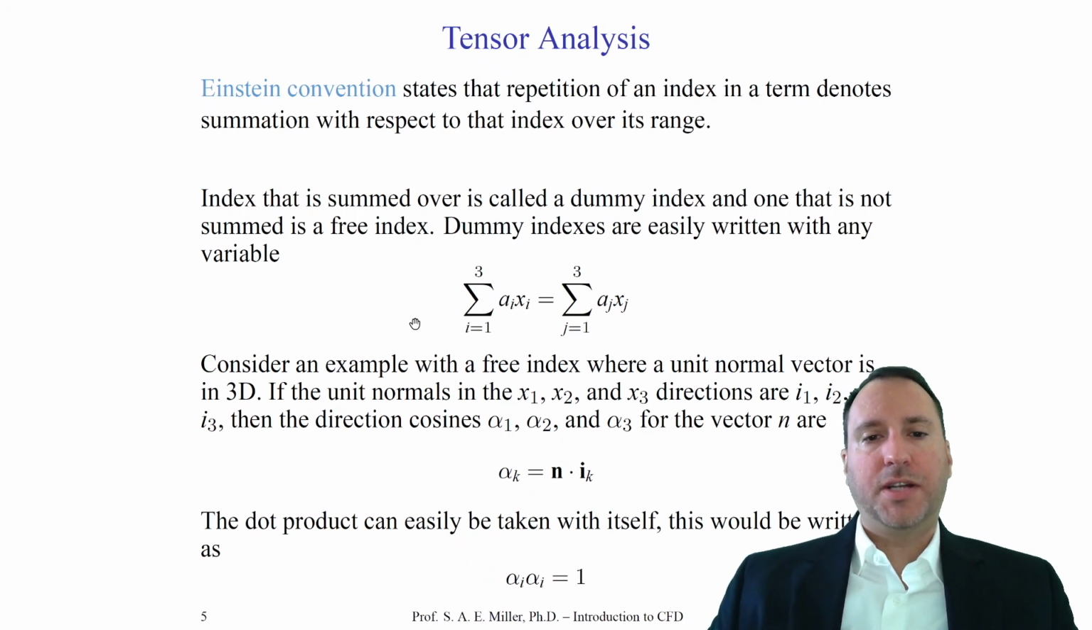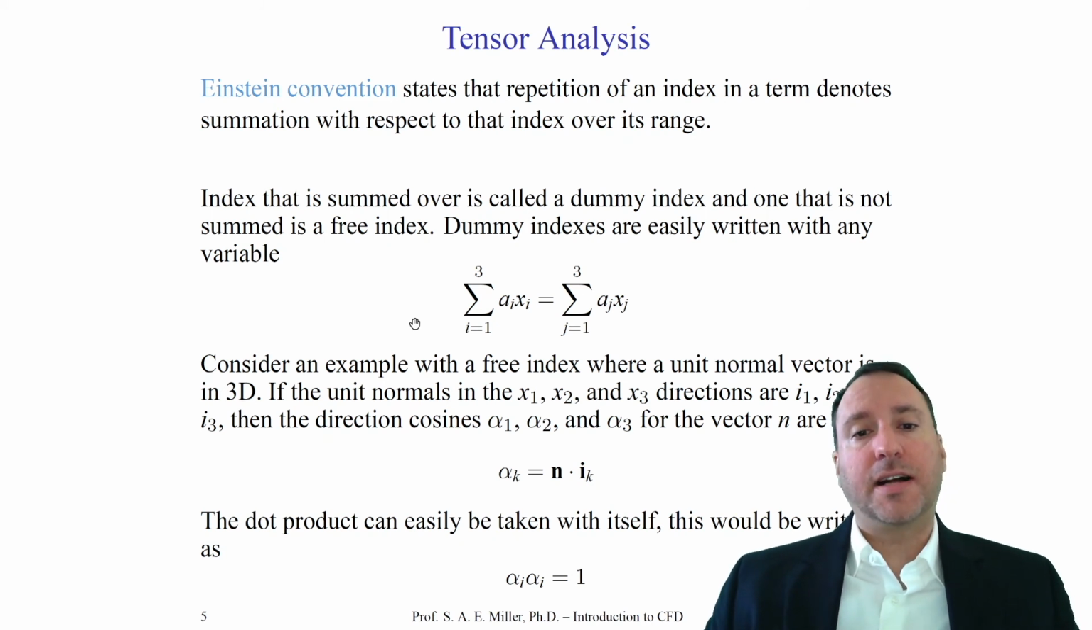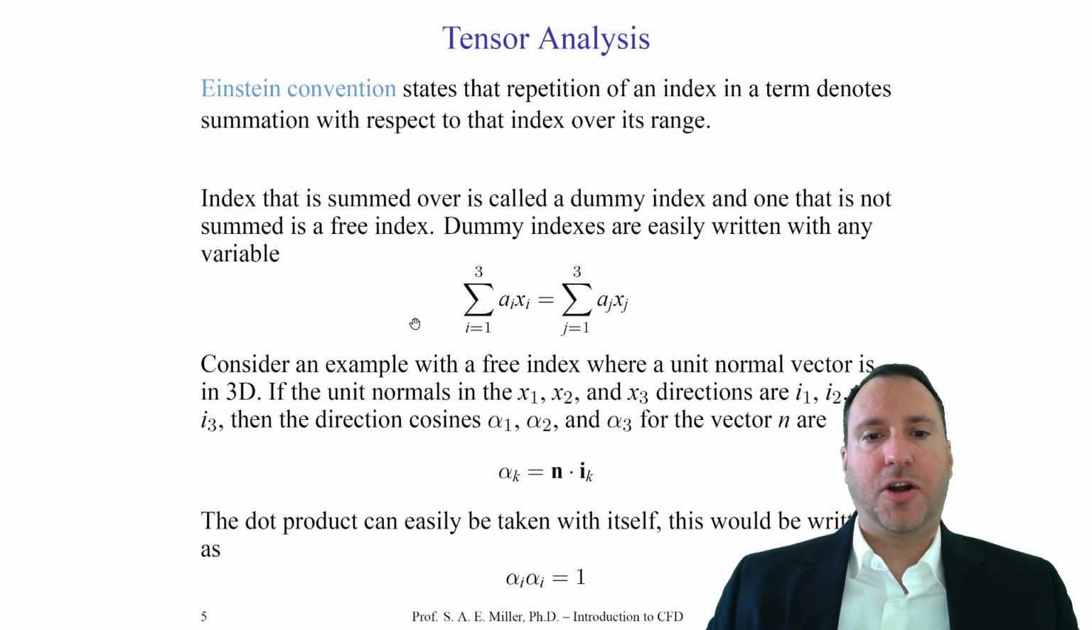Let's look at one particular example of a free index, where a unit normal vector is in 3D. If the unit normals in the x1, x2, and x3 directions are I1, I2, and I3, then the direction cosines alpha 1, alpha 2, and alpha 3 for the vector n are alpha sub k equals the normal vector with the inner product, or dot product in this case, of the unit vector I sub k. So alpha sub k equals n inner product I sub k.